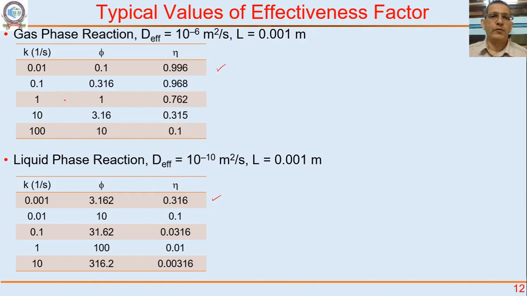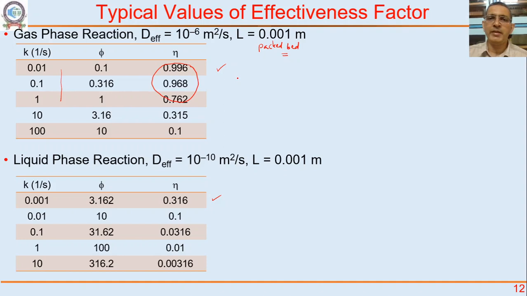Let's try to conclude from here. You see, if I have a 1 millimeter particle, like in a packed bed reactor, 1 millimeter is half the slab, so 2 millimeter size. For a gas phase reaction, even if the reaction is moderately fast, our effectiveness factor is practically 1.